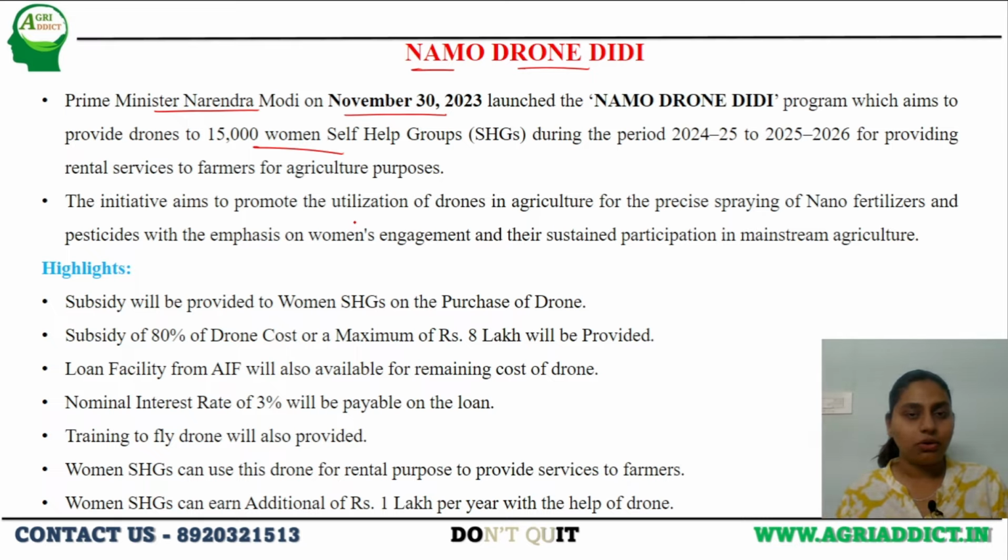And along with that, not only providing drones, they are providing other facilities also. That is, they will be providing a subsidy of 80% for other farmers who are willing to take drones. They are also giving loans at 3% interest, and also giving free training to fly the drone. Self-help groups are used to promote the utilization of drones in agriculture to attain sustainable agricultural practices. Till now, many farmers have benefited by this scheme. This scheme was launched for the period 2024-2025 to 2025-2026.